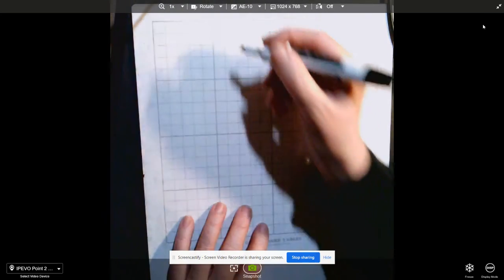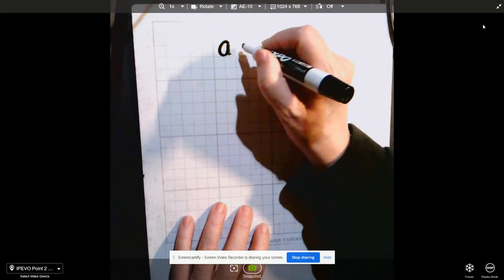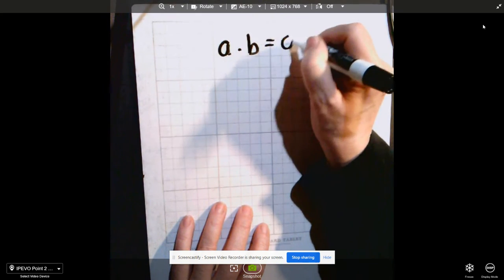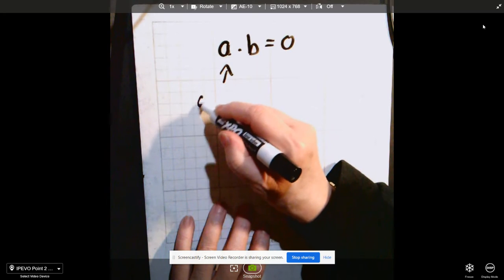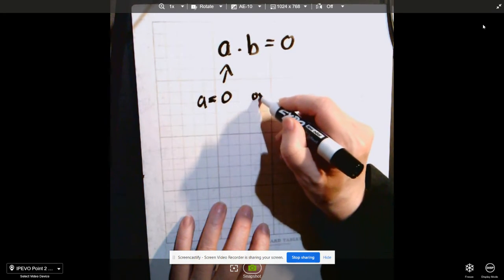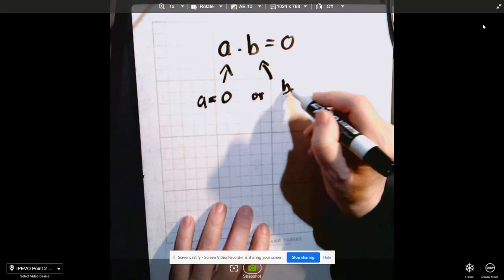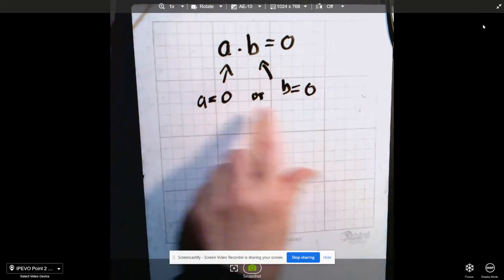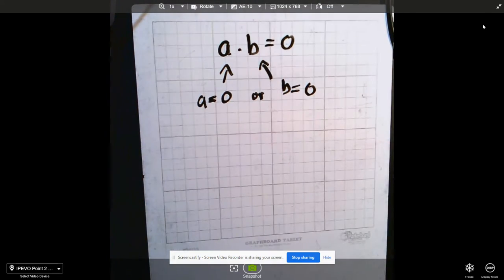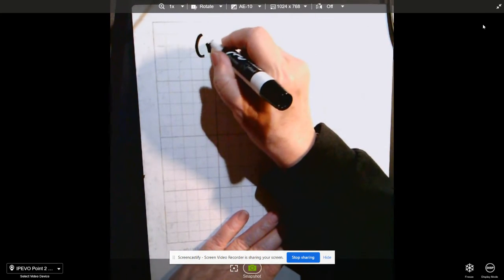All right, this is Polynomials Day 8, and they're talking about something called the zero product property rule. What the zero product property rule tells you is that if you have A times B equals 0, then either A has to equal 0 or B has to equal 0. One of those has to be true in order for this product to be 0. And so you're going to use this rule to solve some polynomial equations.